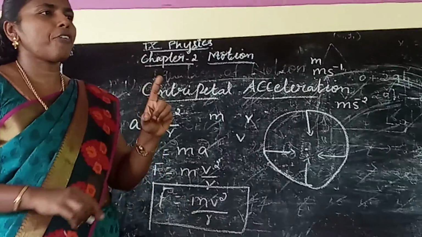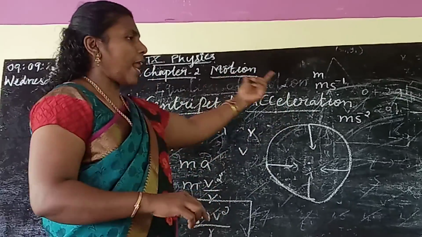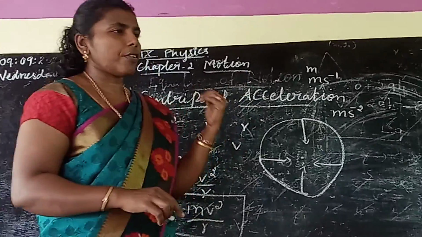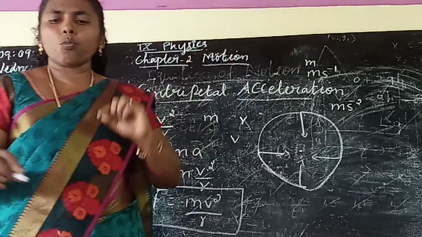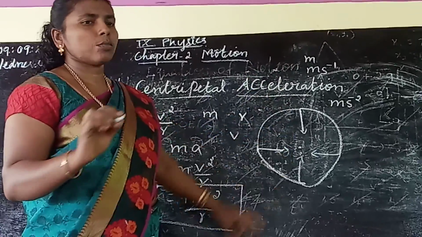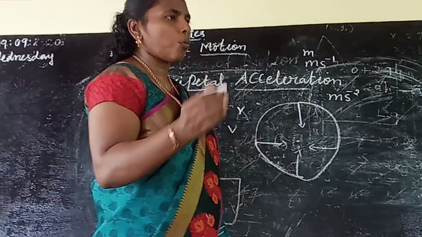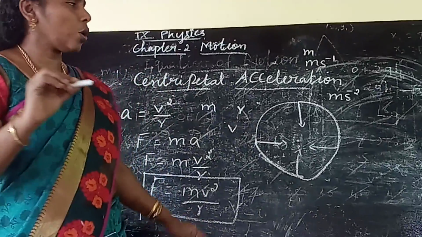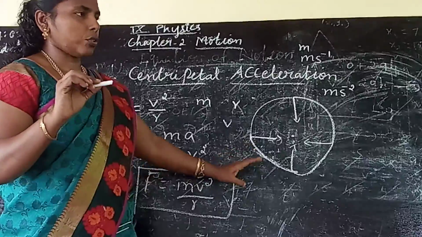And next, uniform circular motion we have learned, and centripetal acceleration and centrifugal force. Everything is very, very important, students. You should learn, and I will give all the book back answers and problems in this video. Take your book and note down those answers. Some question answers you also have to learn: centripetal acceleration and centrifugal force.